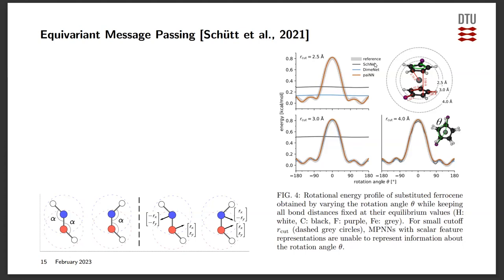The example up here is from the equivariant message passing paper. You have two rings on top of each other, and the cutoff distance is so small that they can only see the atom in the middle. If you don't use the equivariant model, then the energy will just be flat, the blue and the black line here, with the angle when you rotate. But if you use equivariant message passing, then it will be able to resolve this angle.